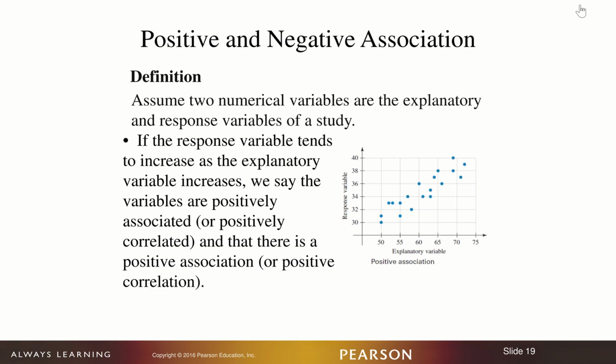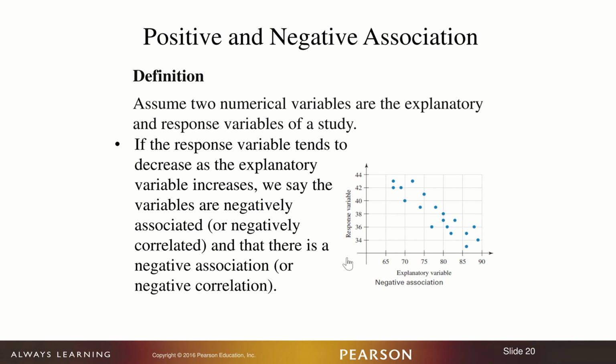So now we come to the notion of positive and negative association. Basically, if the values of the response variable increase as the values of the explanatory variable increase, right? So we get a trend that's upward like this, because as these values increase, so do the response values, right? When that happens, we say these two quantities are positively associated.